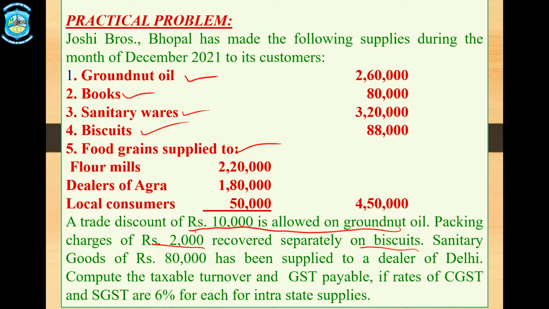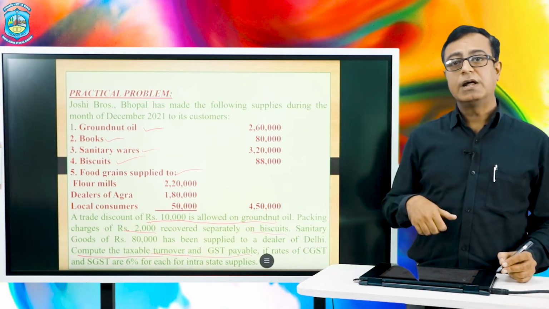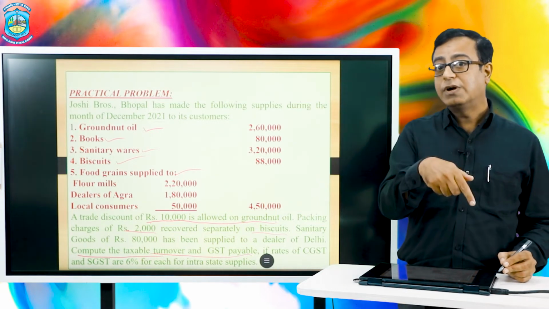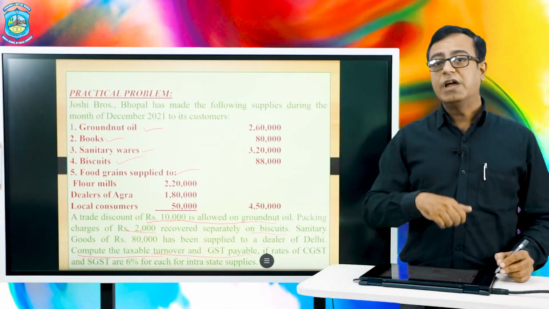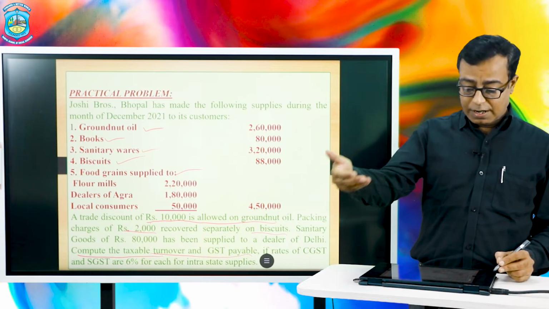Now, what is the requirement of the question? Please check the last few lines of the question. We have to compute the taxable turnover and GST payable, that we already discussed. We are going to solve this question in 2 steps. First, we have to calculate taxable turnover, a particular turnover on which we have to calculate GST, and after that we have to calculate the amount of GST payable by this dealer.